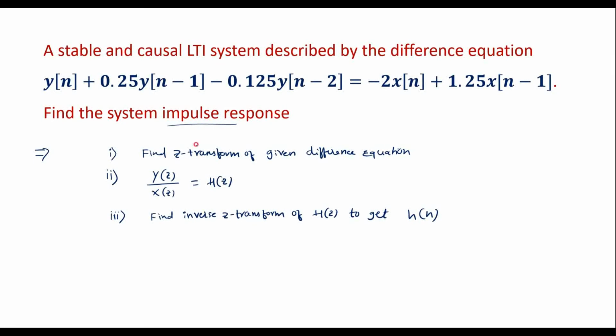Now let me find the Z transform of the given difference equation. The given difference equation is y of n plus 0.25 y of n minus 1 minus 0.125 y of n minus 2 is equal to minus 2x of n plus 1.25 x of n minus 1.